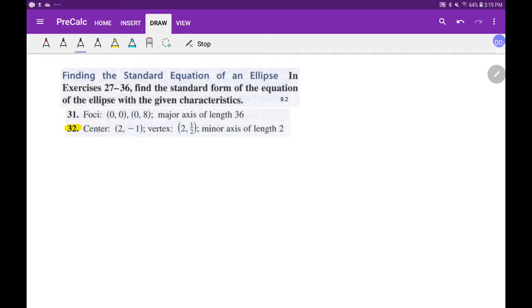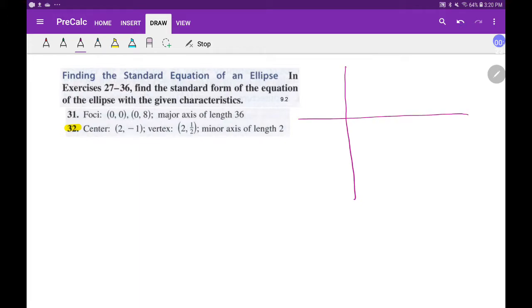Okay, find the standard form of the equation of the ellipse with the given characteristics. So we have foci, and we have a major axis length of 36. The foci and the major axis are going to be going in the same direction. So let's plot these points that they gave us.